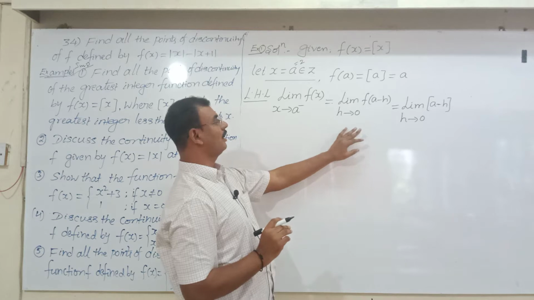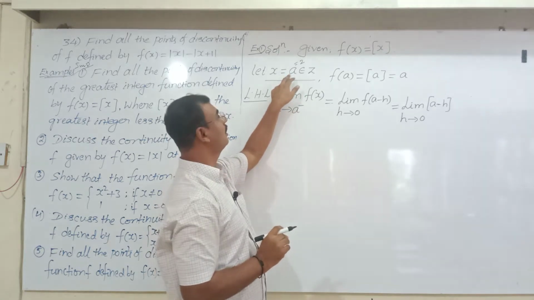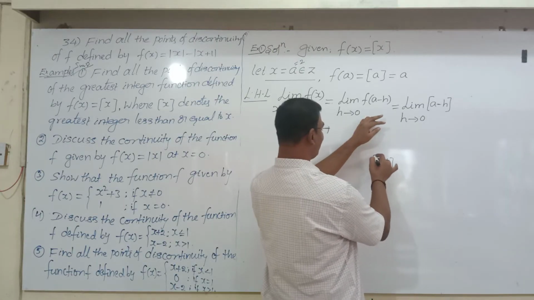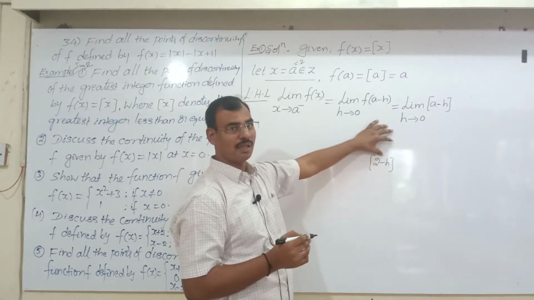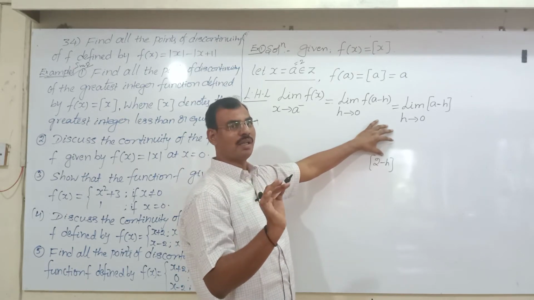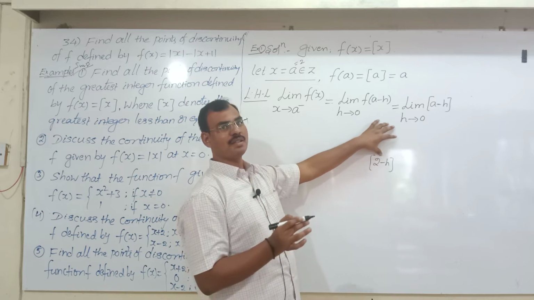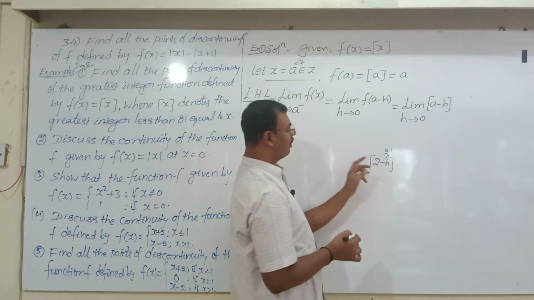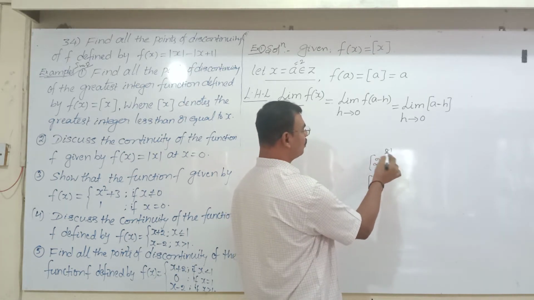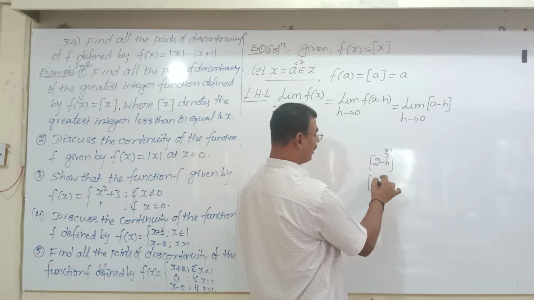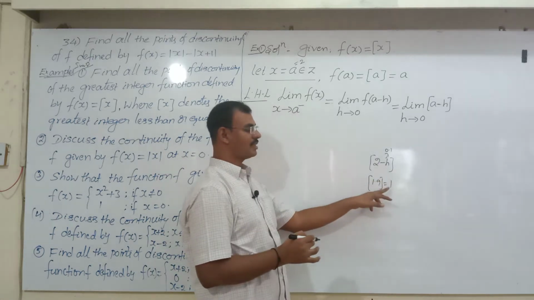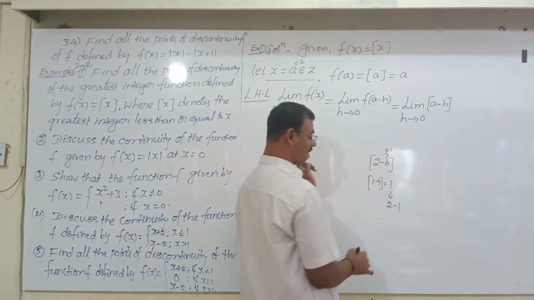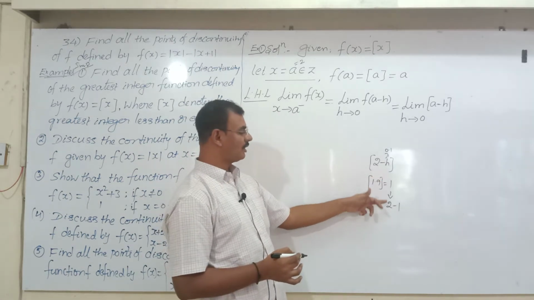For sake of understanding, I take the integer value a is equal to 2. If I take 2 minus h, what is the greatest integer of 2 minus h? H is a very small quantity. It is a positive number that lies between 0 and 1 only. If h is equal to 0.1, what happens? This becomes the greatest integer of 2 minus 0.1, that is 1.9. Greatest integer of 1.9 is equal to what? 1 only. And 1 is nothing but 2 minus 1. Clear?